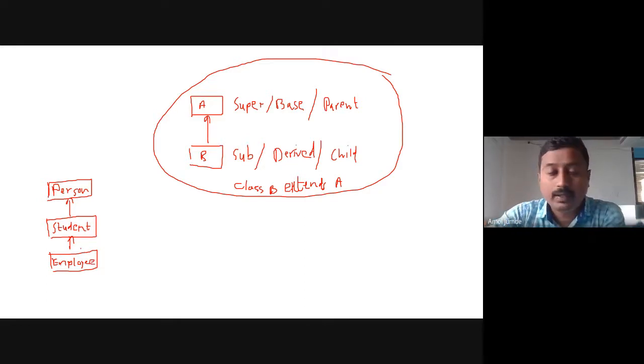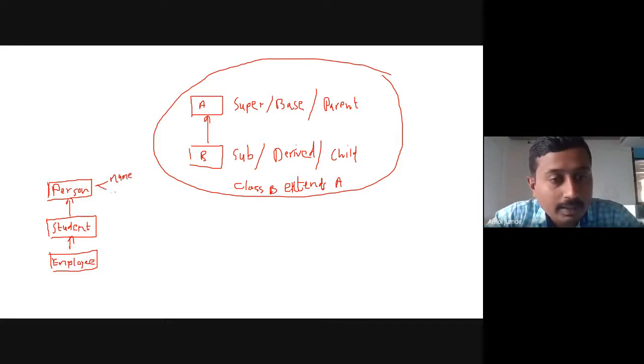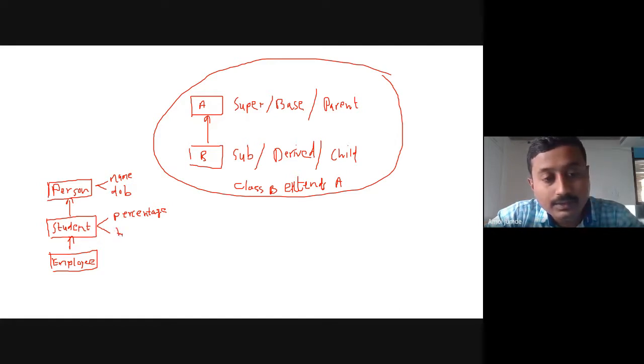Now let us decide about the data members. Every person has a name and date of birth. नेम रहेगा स्ट्रिंग टाइप का, डेट ऑफ बर्थ भी स्ट्रिंग टाइप का रहेगा. ठीक है. For student, we may have a percentage attribute: what is his graduation percentage? And we may store his branch.